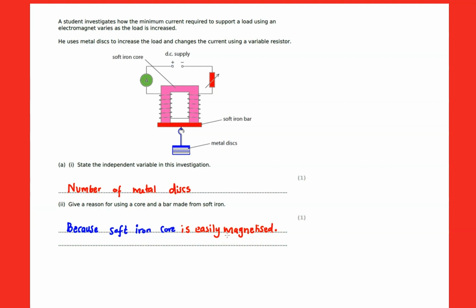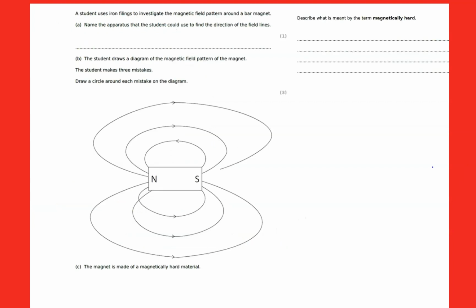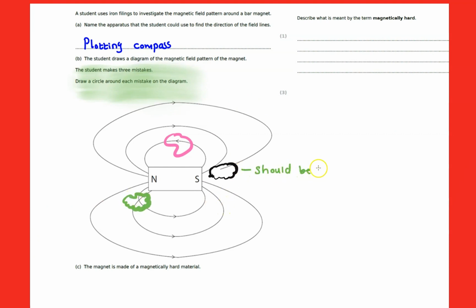We need to move further to the next one. What we'll use to find the direction of the magnetic field is a plotting compass. I mentioned that in the previous section. Let us identify the mistakes in this part, and you realize that the lines should not cross each other, so they should not cross each other.